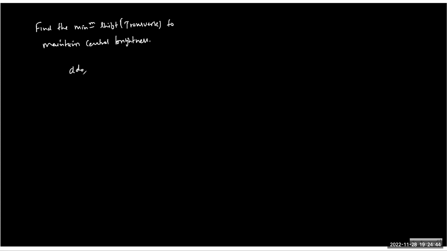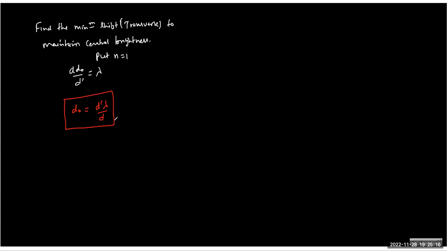So d naught by d dash must be 1 lambda, because the minimum shift we are able to produce is lambda. You can say put n equals 1. That's also a simple way of thinking. And therefore, you can see d naught turns out to be D dash lambda by D. I hope this is clear.